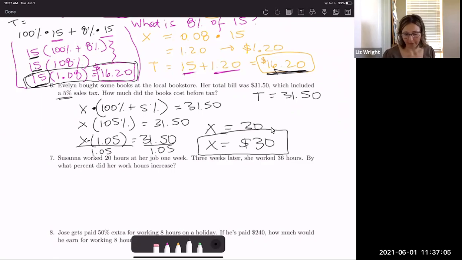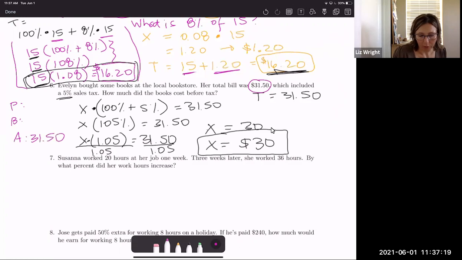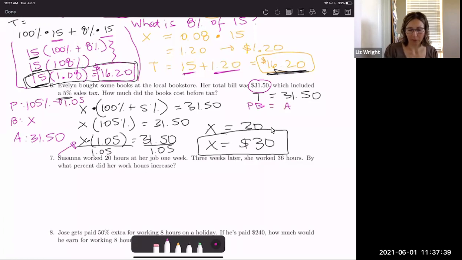Now here's one other way. If you prefer to do the PBA way, you can totally do it this way because our amount, our result would be $31.50. We're looking for the base. Our percent is 105%, and then you would change that to 1.05. You can totally still do it that way too. And so then our PBA would be exactly this line right here. So it'd be your percent, which is 1.05, times your base equals your amount. And you can do it that way too.